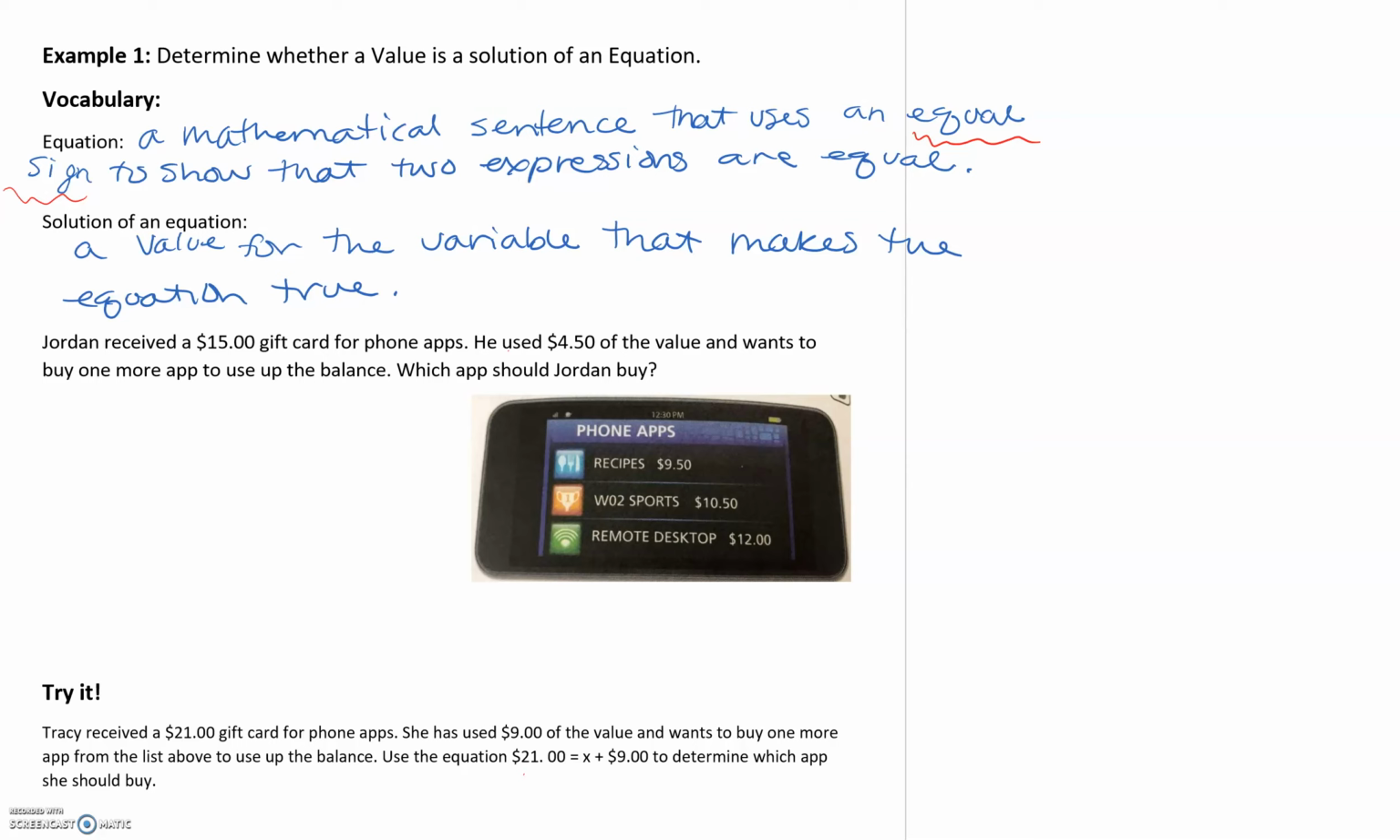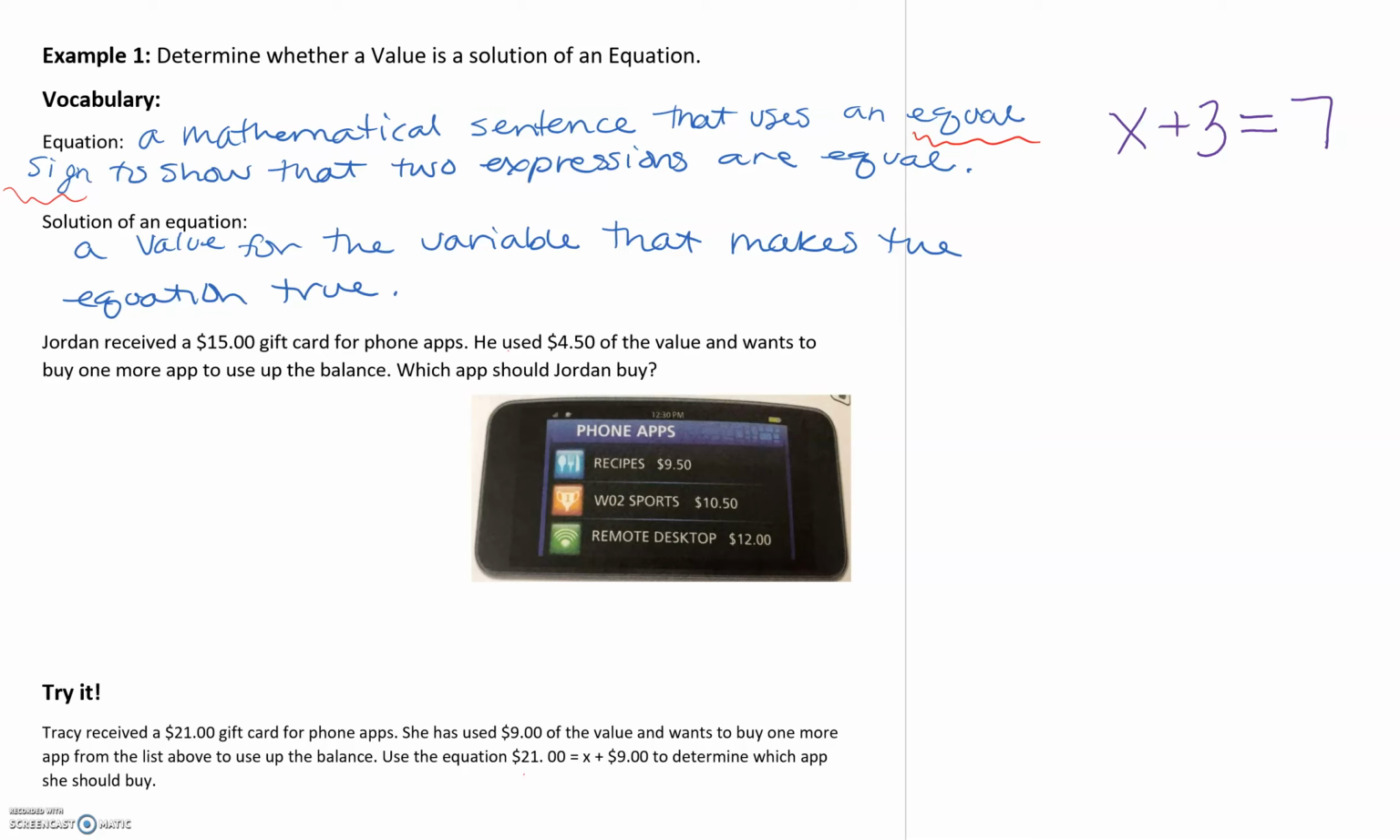So an equation is a mathematical sentence that uses an equal sign. If we have an equal sign, then we have an equation. And it shows how 2 expressions are equal. We've been talking about expressions. So I could say my x plus 3, that's an expression, but it becomes an equation as soon as we put that equal sign there. The solution to an equation is a value for a variable that makes the equation true. So what could I put in for my variable to make it a true statement? And we're going to look at that in this first example.